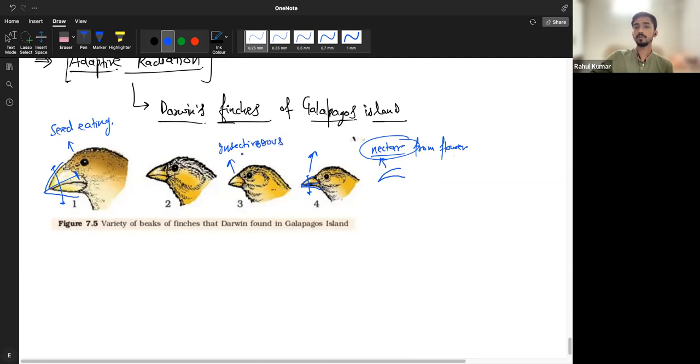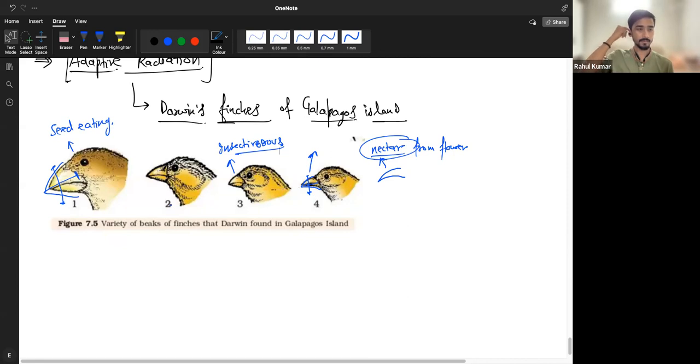So they will only feed on insects. So he realized that it's the feeding habit, and these feeding habits were shaped by availability of resources on different islands. Because of the availability of different kinds of food on different islands, and they had to survive, they adapted accordingly. These finches develop different beaks over time.